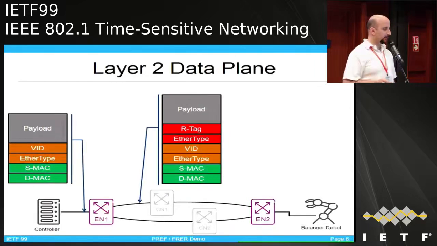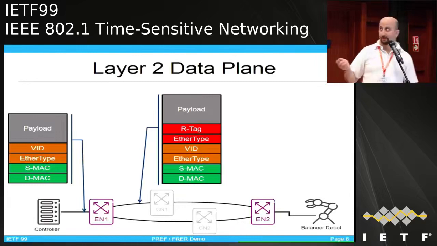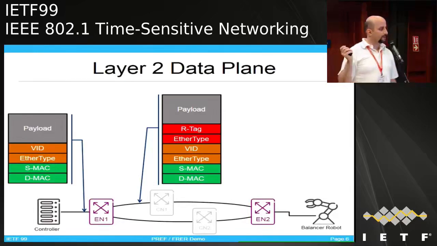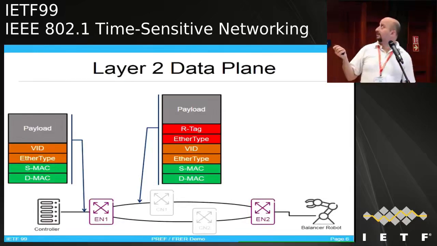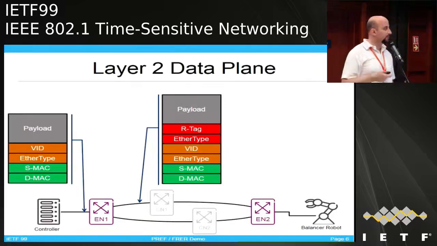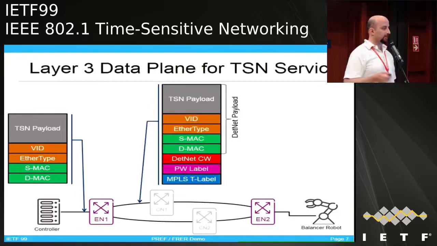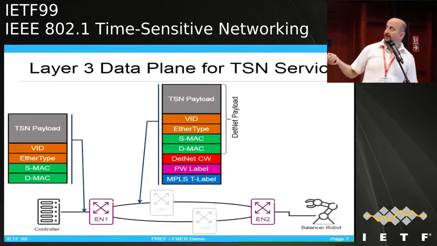When we take a look at the layer 2 data plane, the controller sends VLAN tagged traffic to the edge node, and this CB mechanism adds a so-called R-tag, which includes the sequence number for the replication and elimination. At layer 3, if the layer 3 network is used to provide a TSN service, then at the UNI we have the same format.